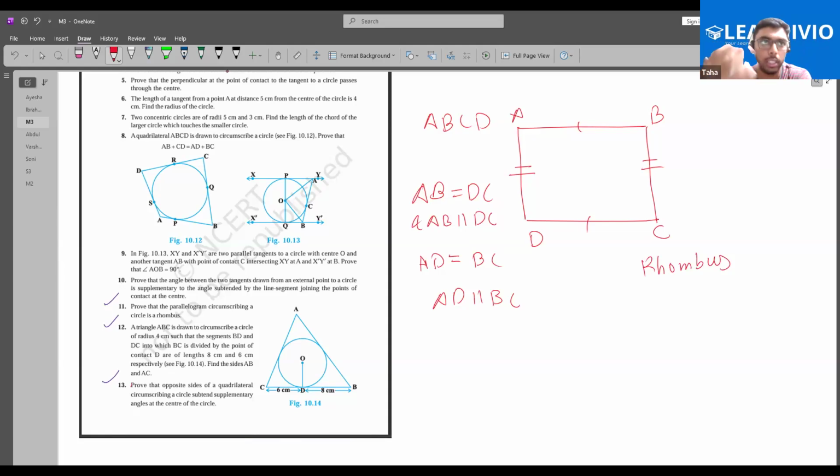What is equal in a rhombus? How do you define a rhombus? We know that a rhombus is a parallelogram with all sides equal. Yeah, that is true. What about the diagonals?